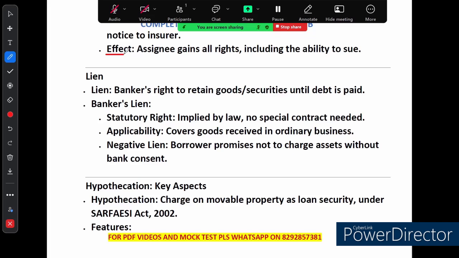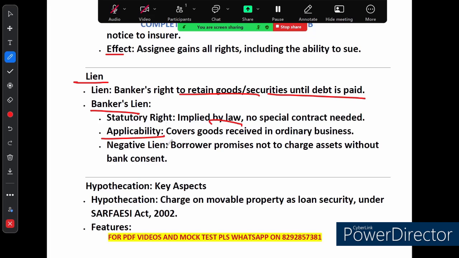Now next we have lien. You know what a lien is? Lien is the bank's right to hold on to your goods and security until you pay your debt. So until you pay your debt, banks have the right to retain goods and security. The banker's lien is a legal right that does not need a special agreement. It is implied by the law, no special contract needed. Applicability: this applies to goods or security given to the bank as part of regular banking business.